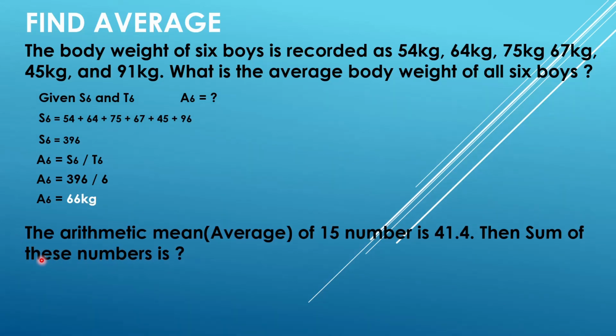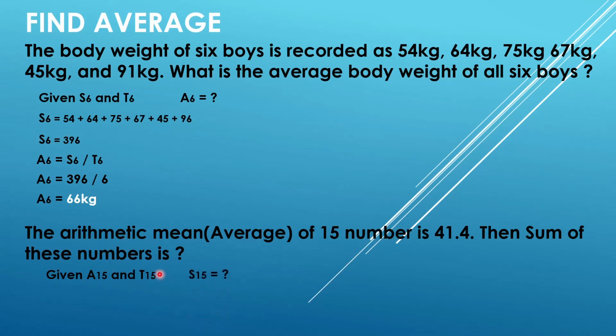Now we'll go for the next example: what is arithmetic mean? Wherever in an example we get arithmetic mean, it is nothing but average. So now the arithmetic mean of 15 numbers is given, which is 41.4. Then what we need to find out is the sum of these numbers. Given is A15, meaning average is given, and T15, meaning 15 numbers we have here. So we need to find the sum of these 15 numbers.